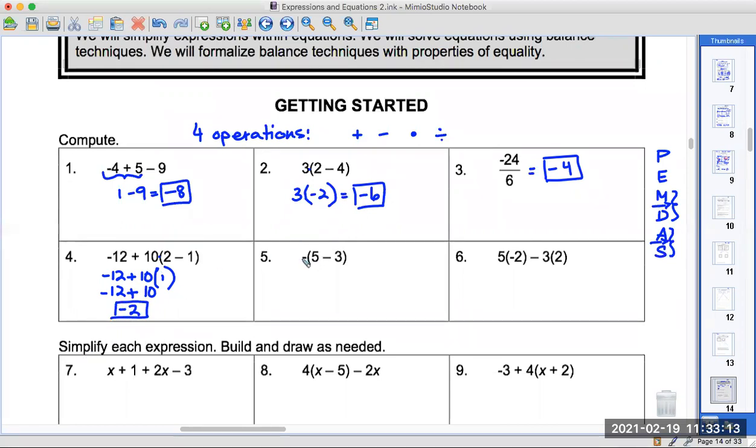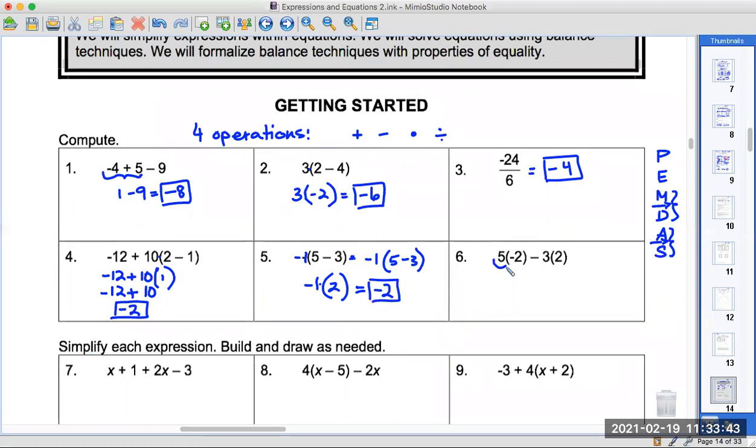When you see this kind of scenario, you insert a 1. There's nothing there, insert a 1. Okay, -1. So parentheses, 5 minus 3 is 2. This is a times problem. -1 times 2 is -2.